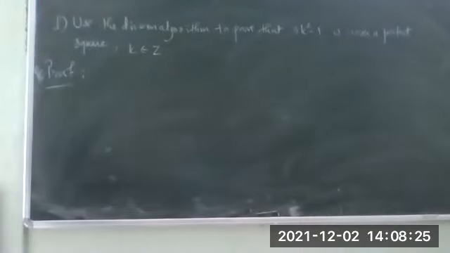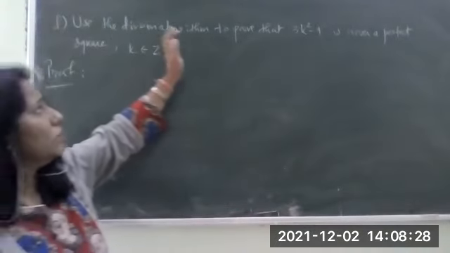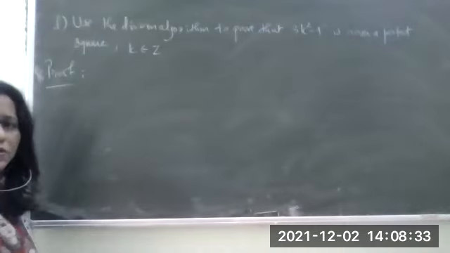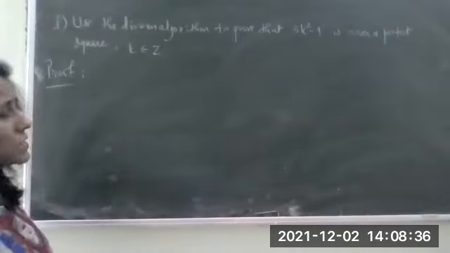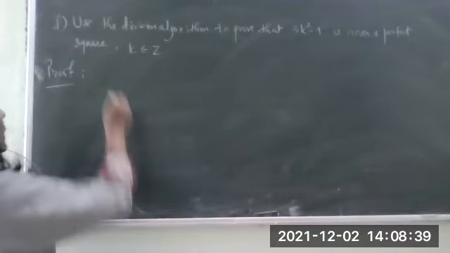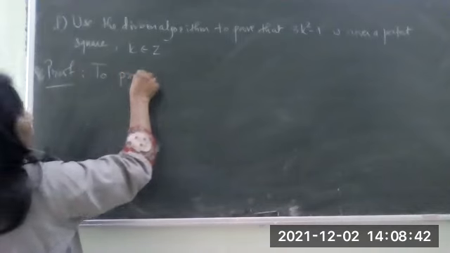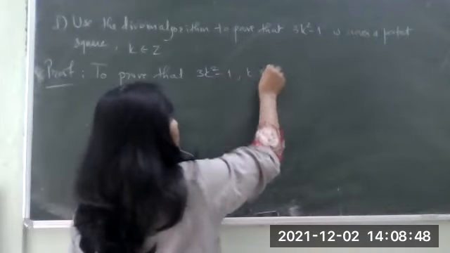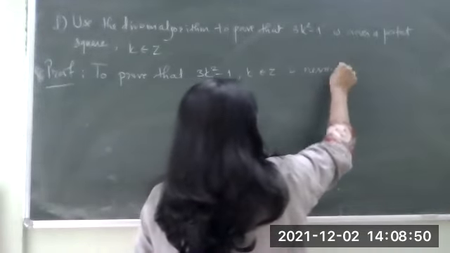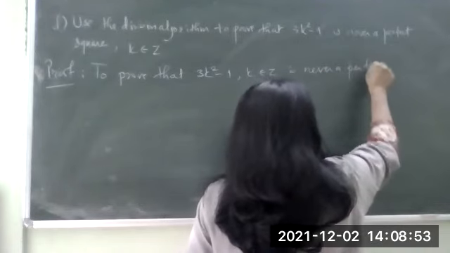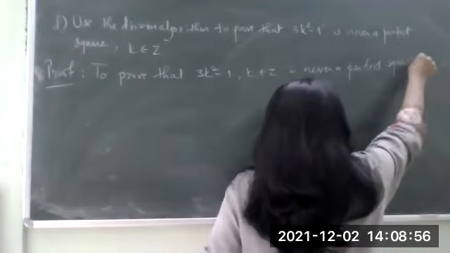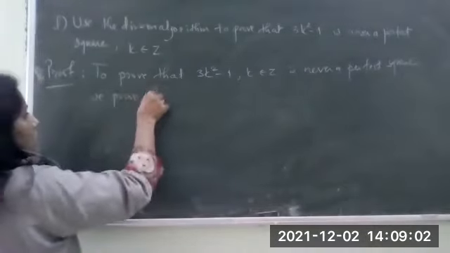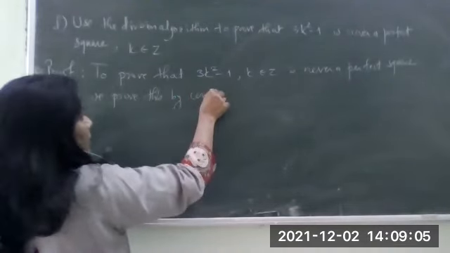Okay. So we take an example in which we have to use the division algorithm to prove that 3k² − 1 is never a perfect square for any integer k belongs to Z. We prove this by the method of contradiction. So we have to prove that 3k² − 1 for k belongs to Z is never a perfect square. This we prove by contradiction.